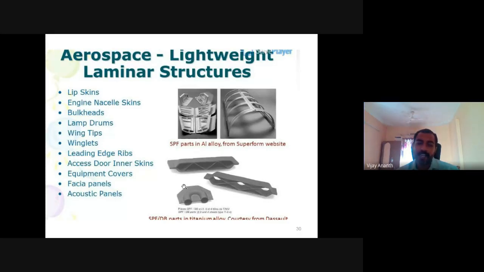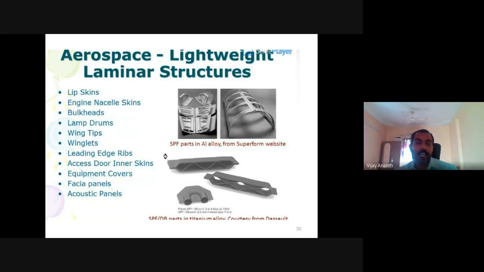This is an example of diffusion bonding of titanium alloy. It is by the company Dassault, which made this component by the superplastic forming process. This is two sheets, one on the bottom side and one on the upper side. These two are made with superplastic forming. We have the die, top and bottom, and we apply the air. Due to the air, it is formed, and the diffusion bonding also takes place in the two sheets.